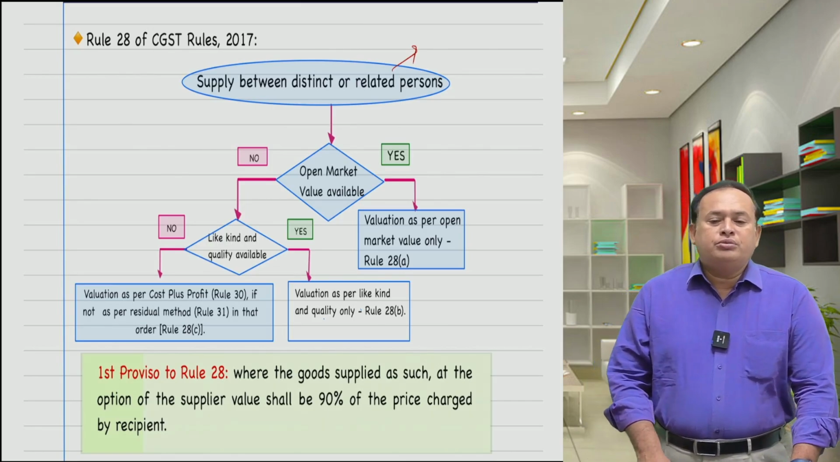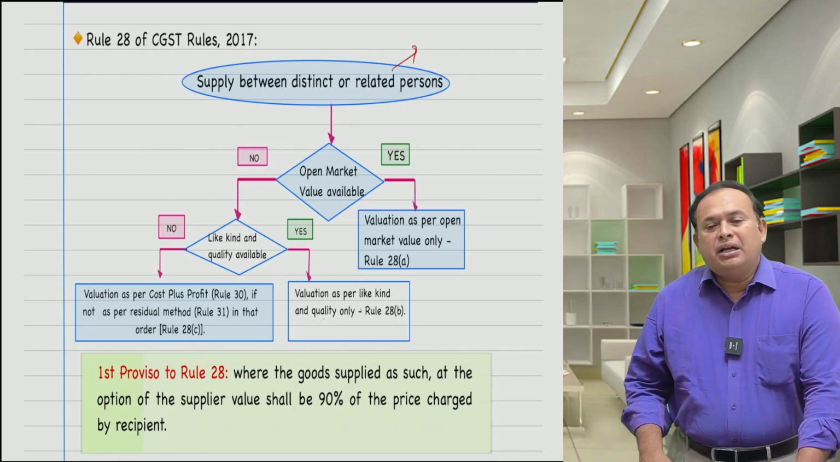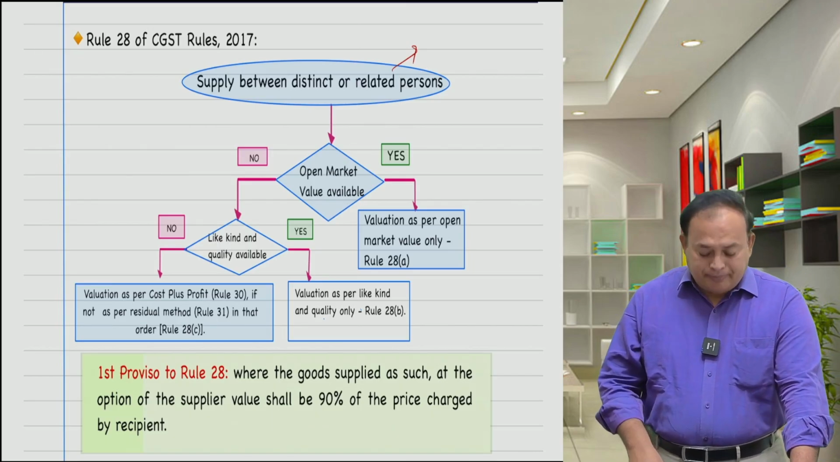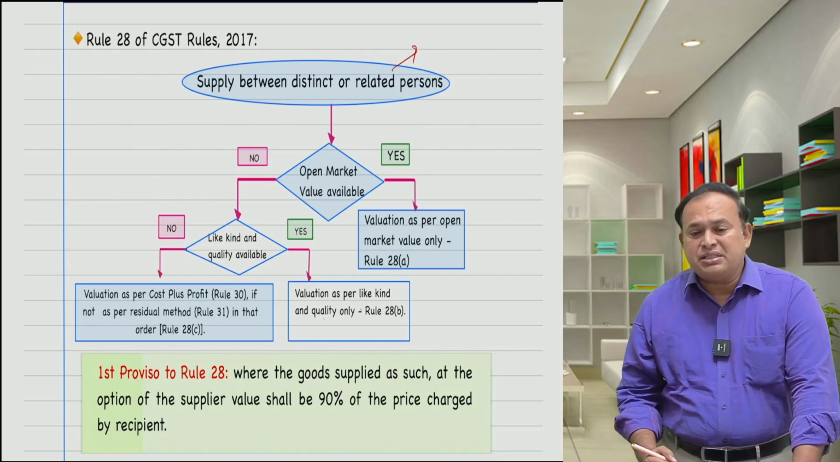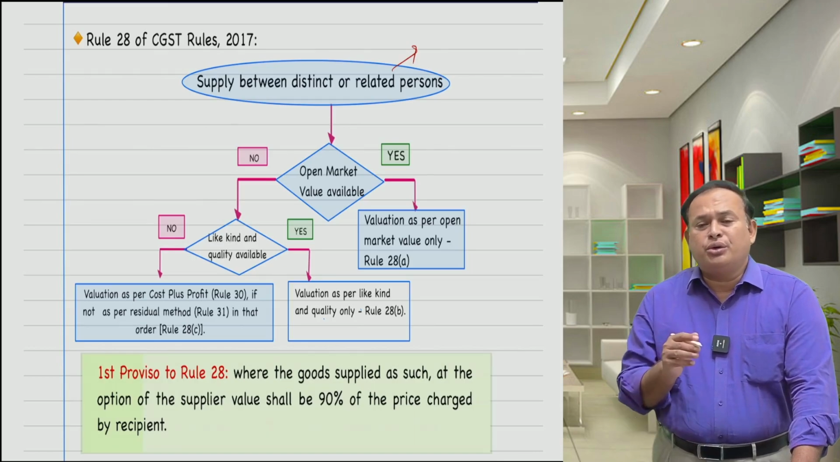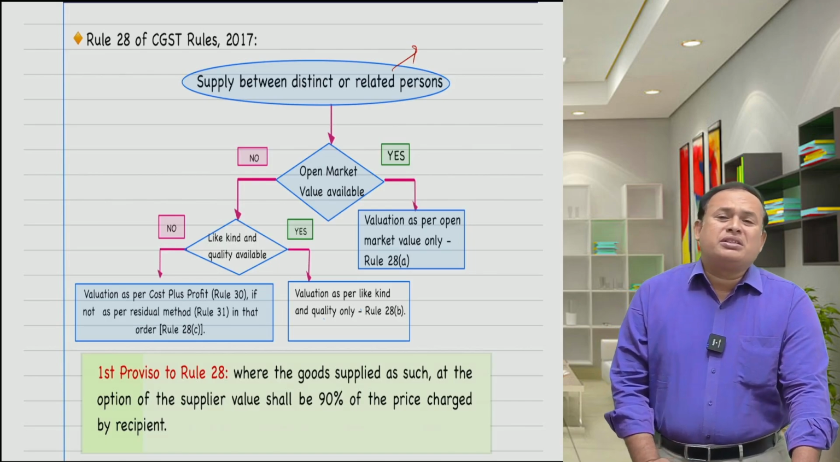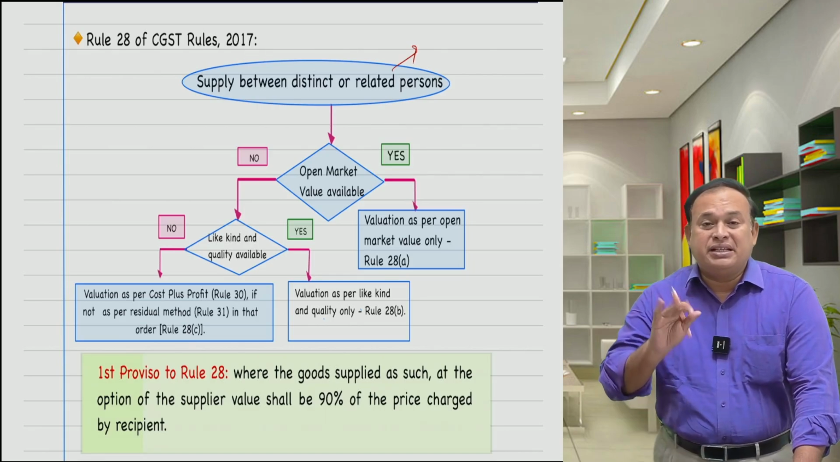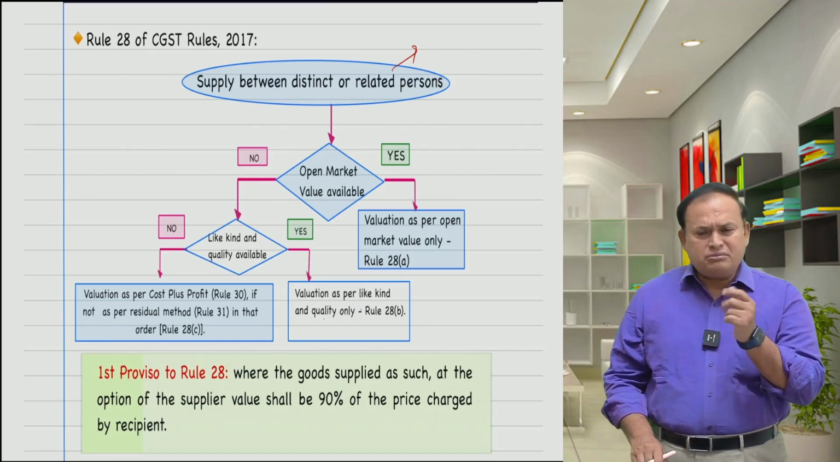Referring to you now, Rule number 28. This valuation is a helping tool for us in the case where supply is between distinct and related persons. Here also a similar approach has been adopted like Rule number 27A, open market value. Here also Rule number 28A, open market value. If that is there, go ahead. If that open market value is not there, don't worry.